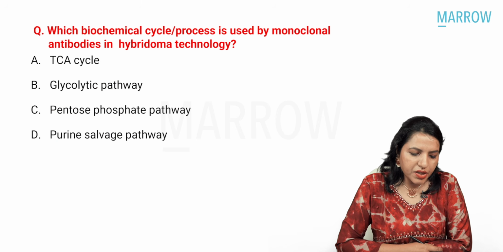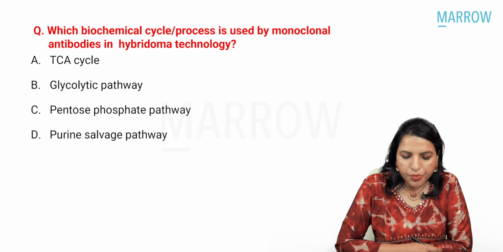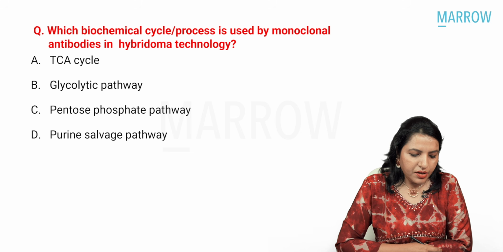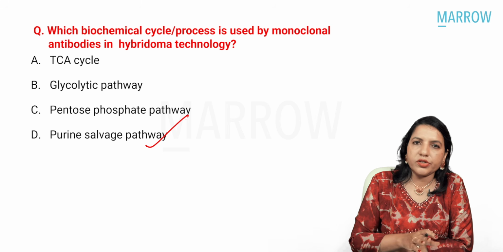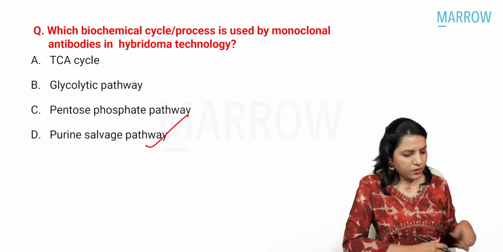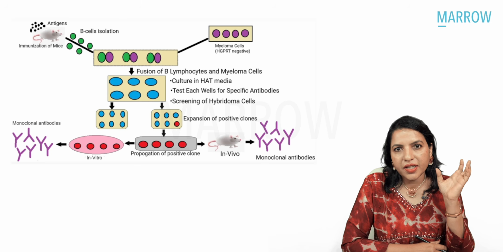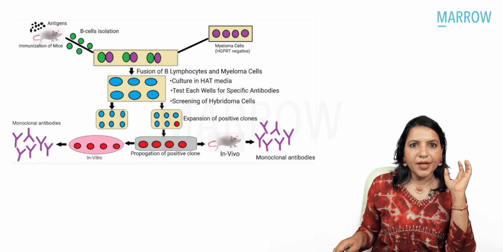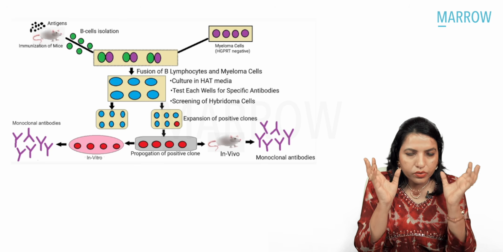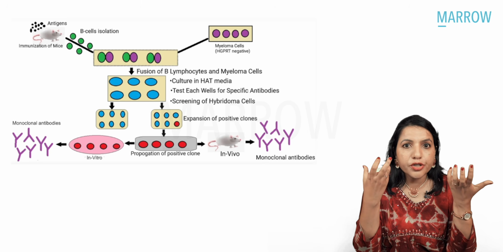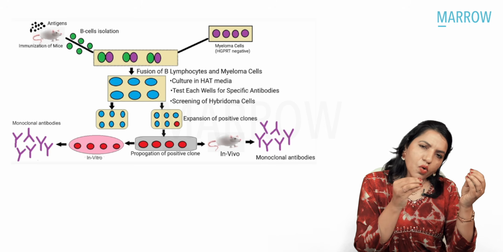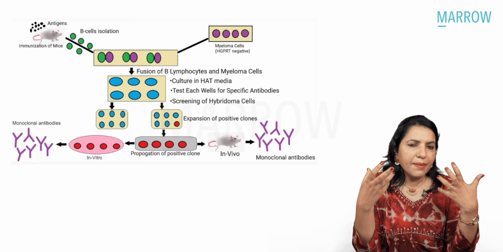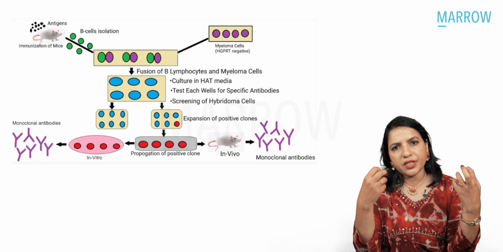Now going to the next question: which biochemical cycle or process is used by monoclonal antibody in hybridoma technology? The answer here is the purine salvage pathway, not TCA, glycolysis or the pentose phosphate pathway. What is the role of the purine salvage pathway in the hybridoma technique? Hybridoma is a technique that we use to produce monoclonal antibodies. It's an old technology, but it has very much application in recent days.